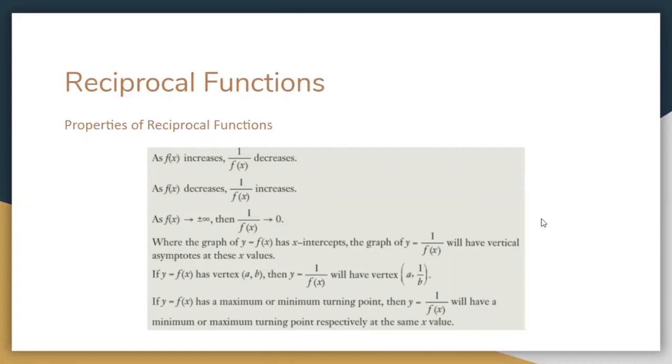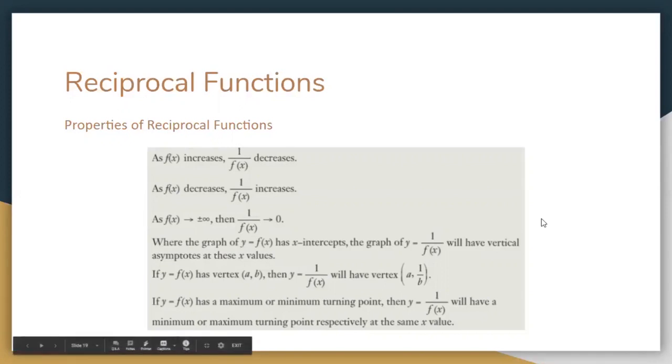And note that this expression actually gives you a direct value for that vertex. So if the vertex was at (a, b), then the new vertex will be at (a, 1 over b), which is to be expected because we would expect our y value to be 1 over whatever the other y value is, because that's what our function is.